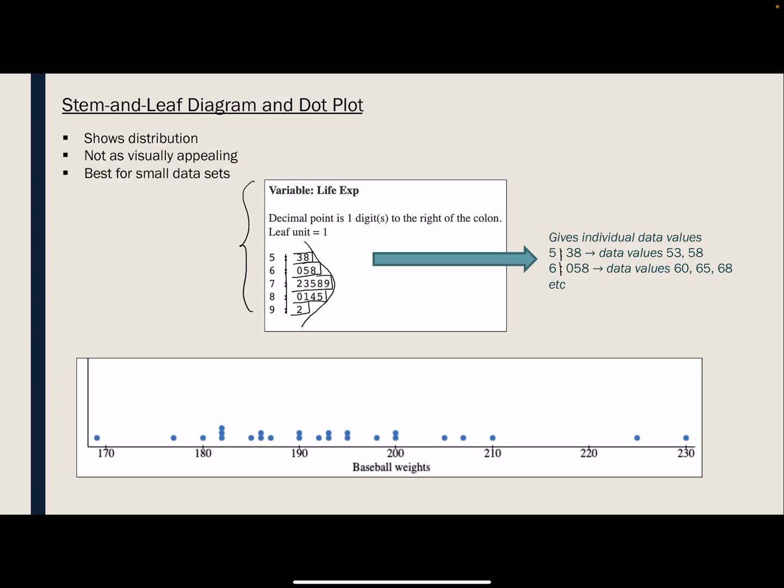Then we have dot plots. And I have an example of dot plots here, but you're basically putting a dot where you have the value for each data point. And again, these work well if you have a small amount of data. If you start to have a large amount of data, sometimes the dots start to meld together and you can't really read it very well.